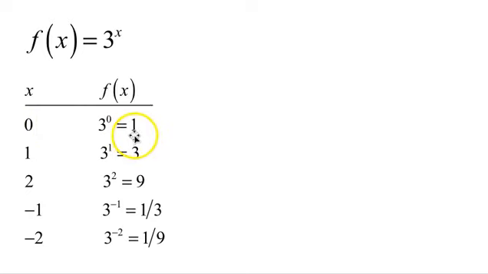If x is 0, 3 to the 0 power is 1. Remember, anything other than 0 to the 0 power is 1. 3 to the 1 is 3. 3 to the second power is 9. 3 to the negative 1 means 1 over 3 to the first, which is 1/3. 3 to the negative 2 means 1 over 3 squared, or 1 over 9. So we have 5 points here for this function.